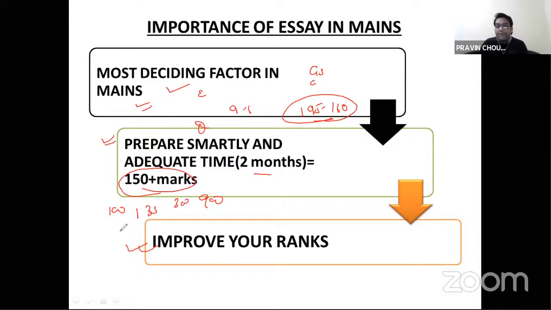Third time when they appeared, again the rank was 150. Marks in essay was 150 plus. Now their rank is under 50, under 10. So basically marks in essay will decide, that will improve your rank in your UPSC Mains examination. So that's why you have to focus more on essay writing before going to write a Mains examination.